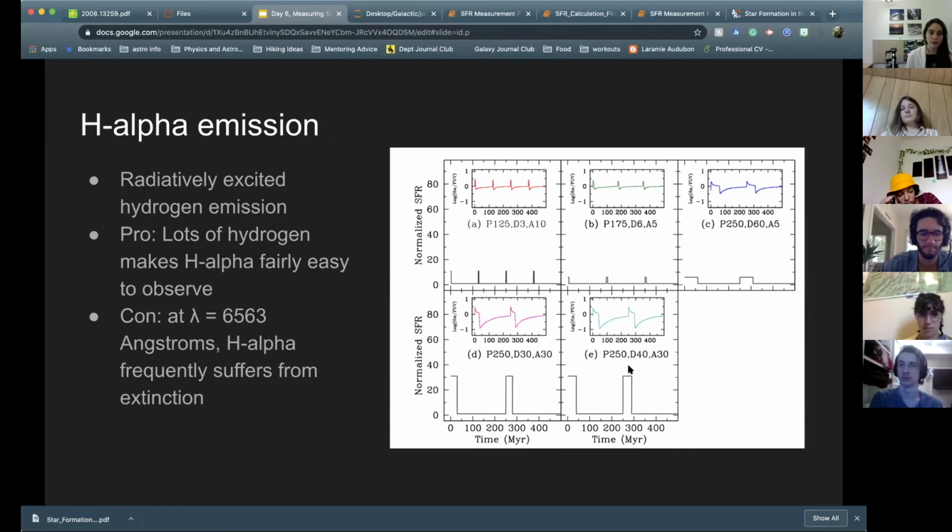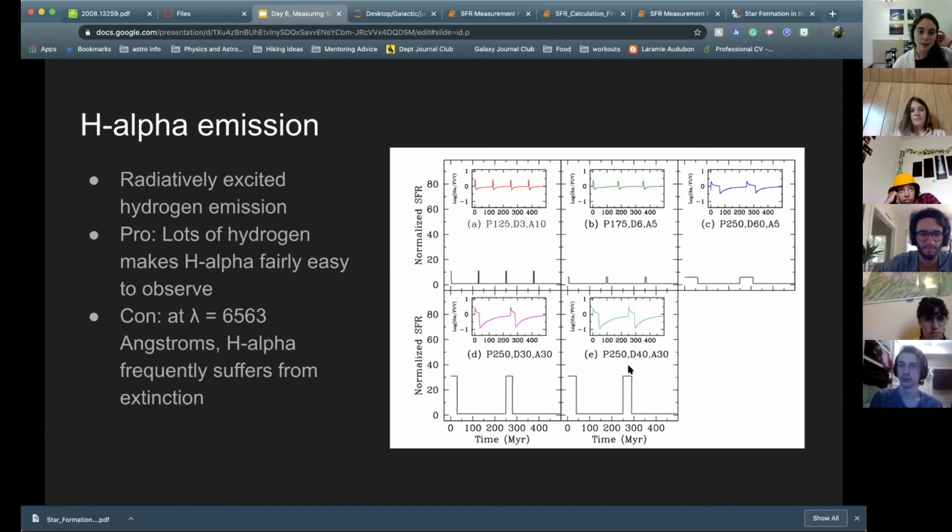You can also use H alpha instead of FUV. H alpha is another star formation rate indicator. Most H alpha emission is going to come from hydrogen that's getting radiatively excited by light from young stars. So there's a few steps there. Young stars put out high energy light, that high energy light bumps into hydrogen and we see H alpha emission. That's the Balmer transition, the 2 to 3 electron transition in hydrogen, I think.